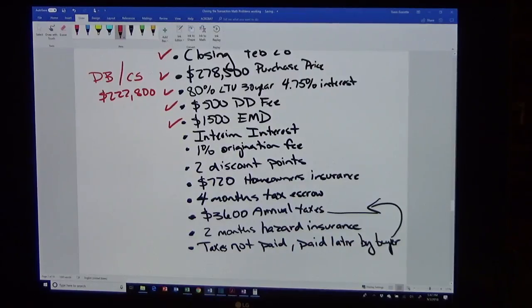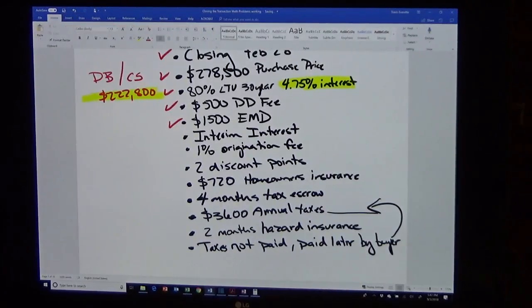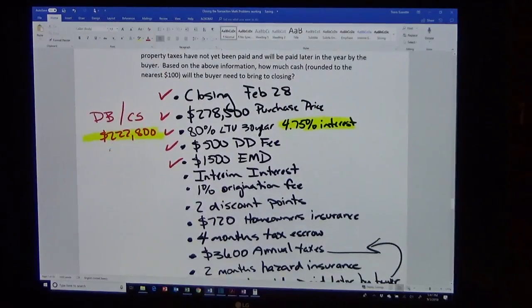Now, interim interest. Interim interest, remember, is interest on the new loan. So make sure you go to the loan amount of $222,800. And we know that that loan's at 4.75% interest. And the other thing we know about that loan is that it's closing on February 28th. Those are all the pieces we need to do interim interest.